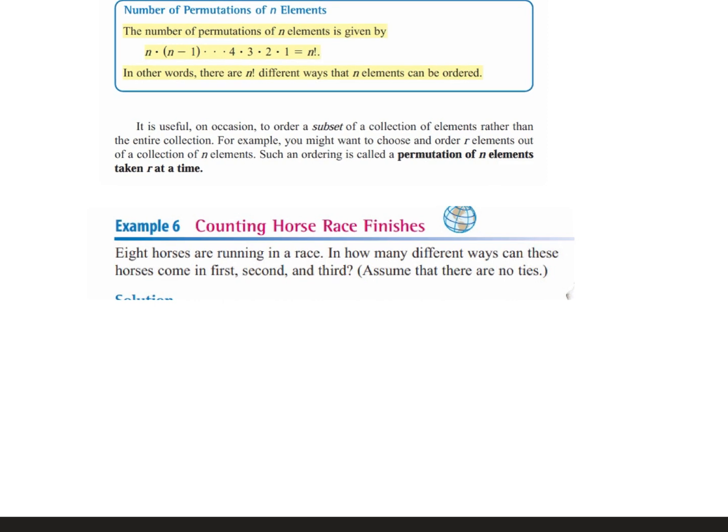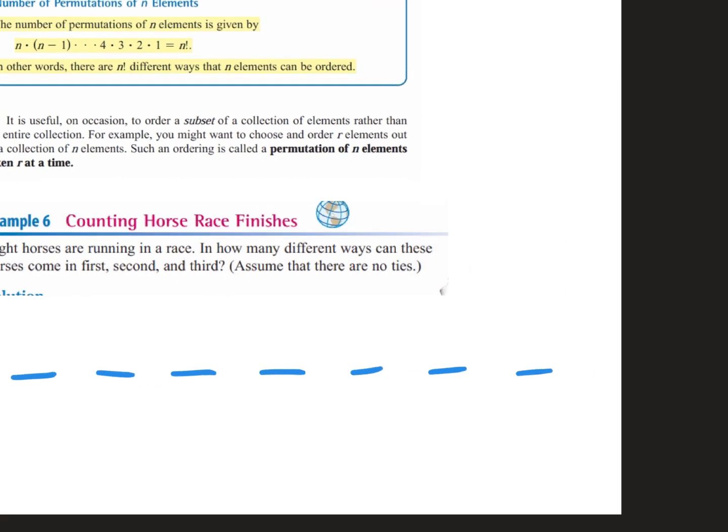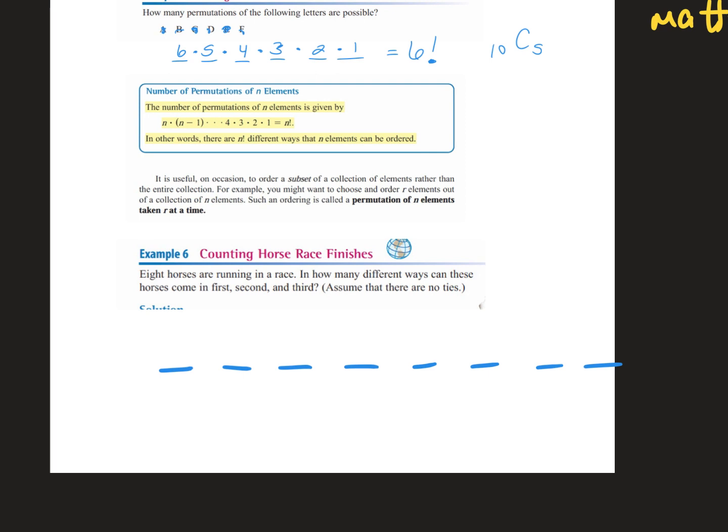And you can look at this a couple different ways, but it says 8 horses are running in a race. How many? 8. Okay, so there's 1, 2, 3, 4, 5, 6, 7, 8. How many different ways can the horses come in what positions? First, second, and third, right? Do I care about any of the other spots? They want to know how many different ways can the horses come in first, second, and third, right?